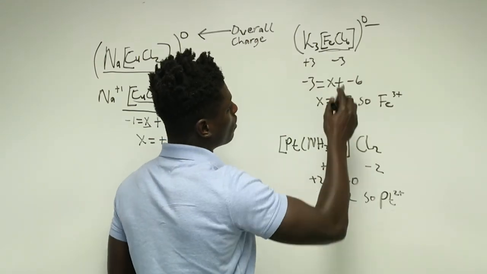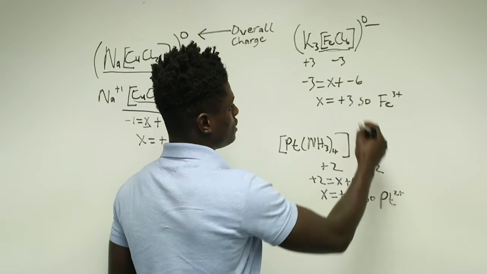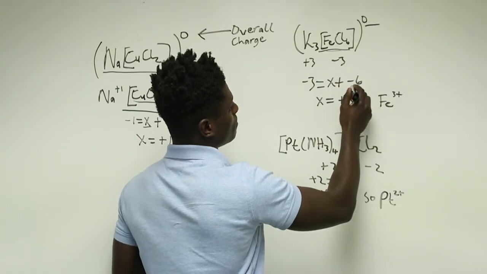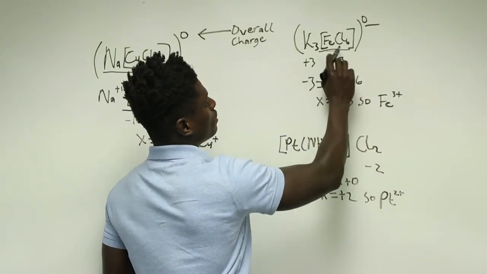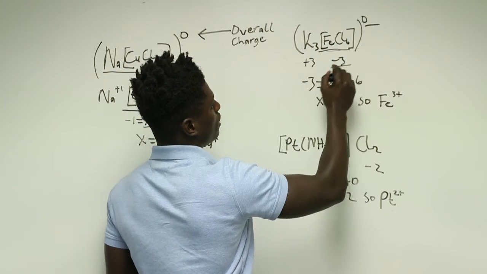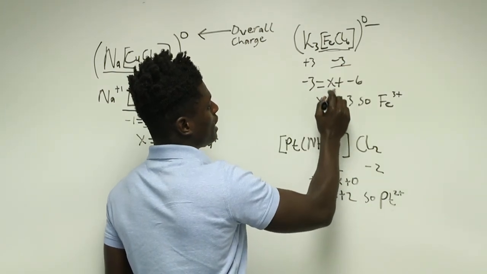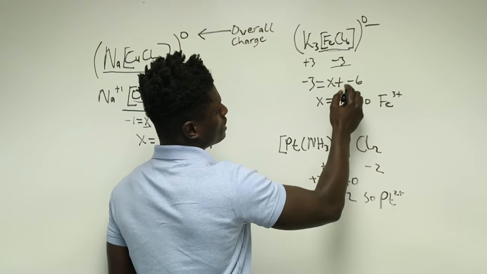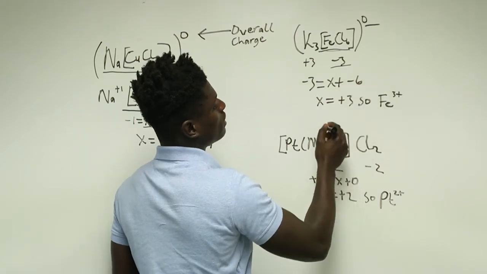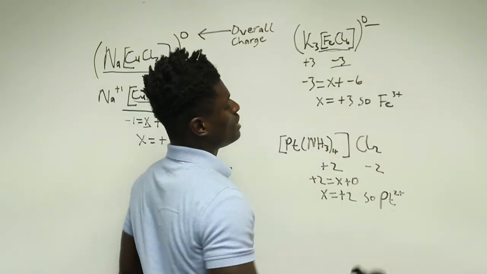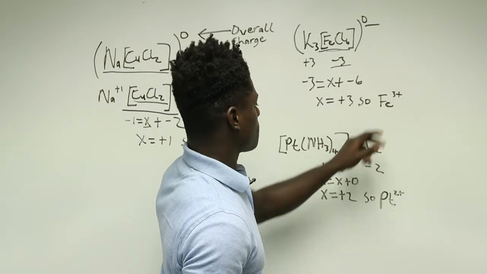So here we have another chlorine. Chlorine is -1, but since we have 6 of them, it's going to be -6. Therefore, the overall charge of the ligand, -3, is equal to X, which is our unknown metal, plus -6. Therefore, X has to be +3, so then you have Fe3+.